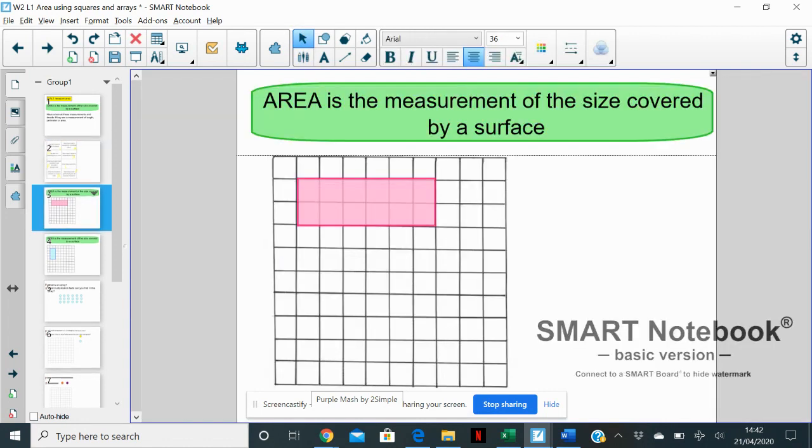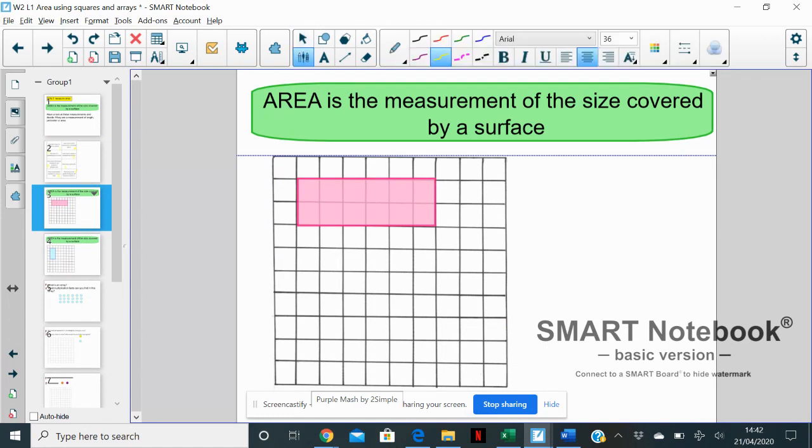I've got a rectangle here on a grid. And I'm going to show you how I can use the squares on my grid to measure the area of this rectangle. So I can see that I could count the squares to say that the rectangle covers a certain amount of squares. So I'm going to go along and I'm going to count them. I'm going to tick them off as I go. 1, 2, 3, 4, 5, 6, 7, 8, 9, 10, 11, 12. So this rectangle has an area of 12 squares.